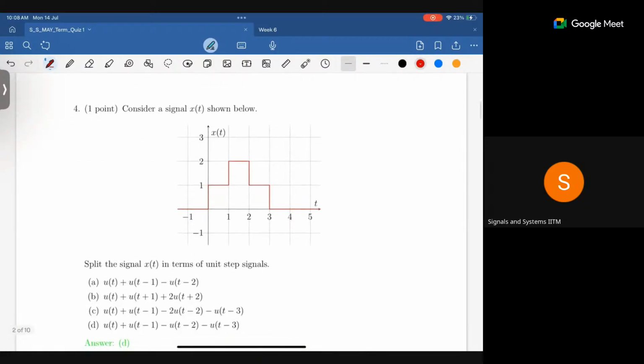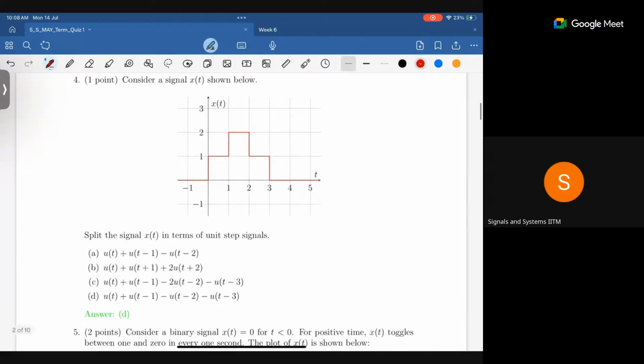This also we have done already. Some signal is given to us, and we split it into a sum of unit step signals. So the answer will turn out to be option D: u of t plus u of t minus 1, then you have to subtract u of t minus 2, then you have to subtract u of t minus 3. So you'll get this nice picture.